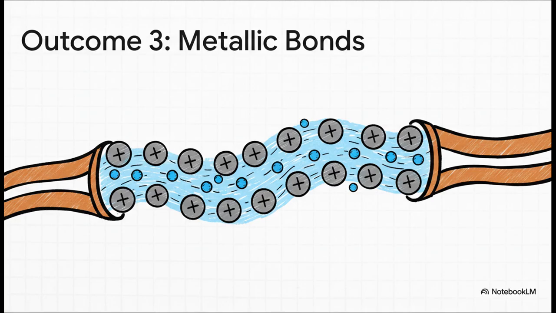Okay, last one, metallic bonds. This one is totally different. It happens in, you guessed it, metals. Instead of fighting one-on-one, all the metal atoms decide to just pool their resources. They throw their outer electrons into this big community pool that just flows freely among all the atoms. It's like a sea of electrons. And that freedom of movement, that's exactly why metals are so good at conducting electricity and heat.